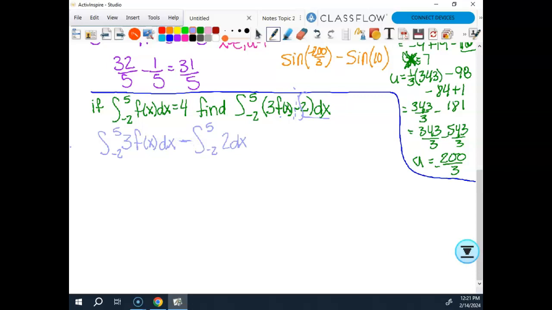Then I can do one more thing because I can bring this 3 out in front, right? So I can say 3 times the integral of negative 2 to 5 of f of x dx minus the integral from negative 2 to 5 of 2 dx. And now we're not always making you split them. So let me look at this one over here that you can kind of see, but the writing's kind of small. So we have this, and then they sort of split it up.